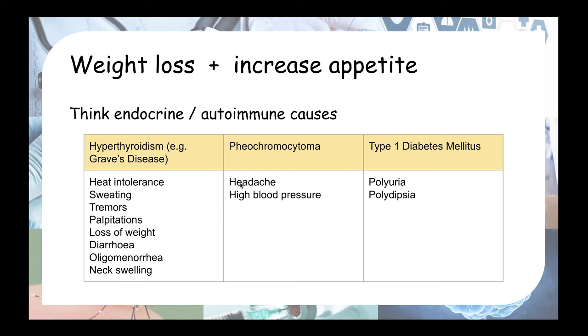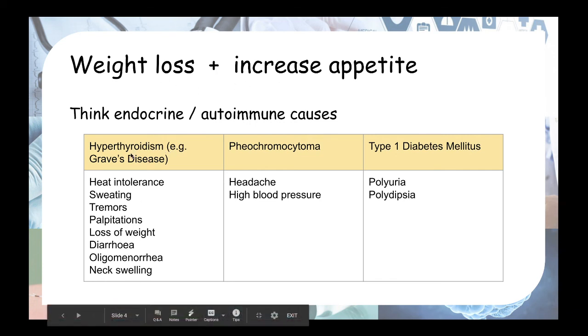Because you asked about headache here, you have headache in pheochromocytoma, but are you thinking about pheochromocytoma when you ask about headache? Same as urine output, polyuria. Are you thinking about type 1 diabetes mellitus when you just simply ask about polyuria in systemic review? So it's very helpful to have these differentials in your mind in a patient presenting with weight loss and increased appetite. So these are questions you need to ask.